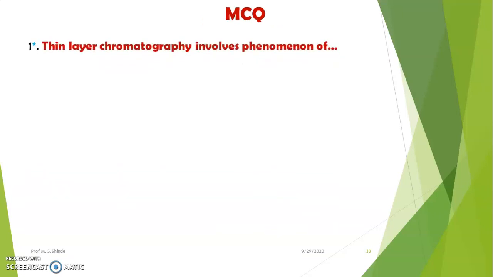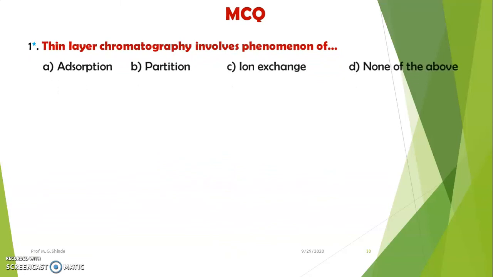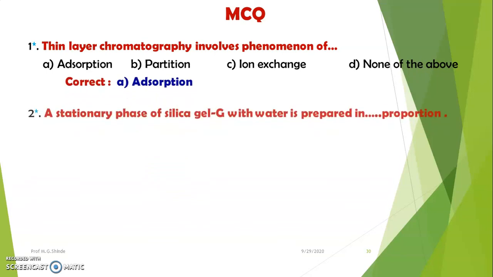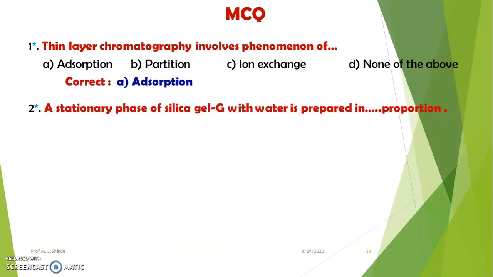The next is different multiple choice questions. The first MCQ is: thin layer chromatography involves the phenomenon of. Four options are given: adsorption, partition, ion exchange, none of the above. The correct option is adsorption chromatography. The second MCQ: a stationary phase of silica gel G with water is prepared in the proportions. Options are A 2:1, B 1:1, C 1:2, and D 2:2. The correct option is 1:2.